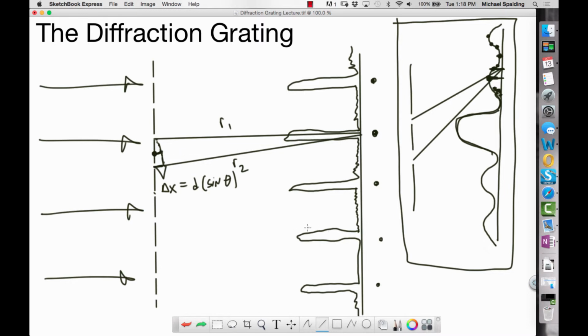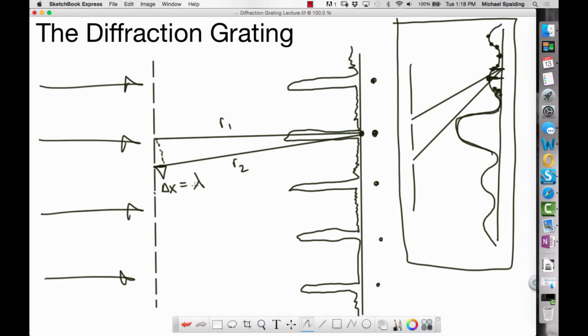Now, let's keep going. What has to be true in order for ray 1 and ray 2 to interfere constructively right here? What has to be true about this extra distance traveled for this to be constructive and really bright? The extra distance traveled by ray 2 has to be equal to what? 1 wavelength.